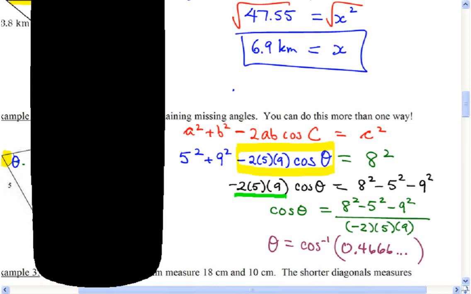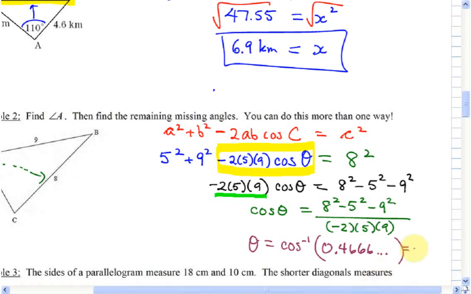Now, your last step, of course, is to do inverse cos. So second function inverse cos, get the answer. There you go, about 62.18 or 62.2 degrees.